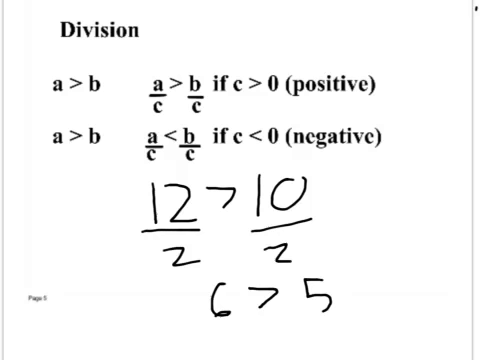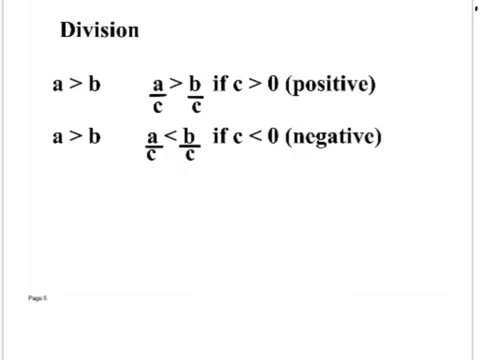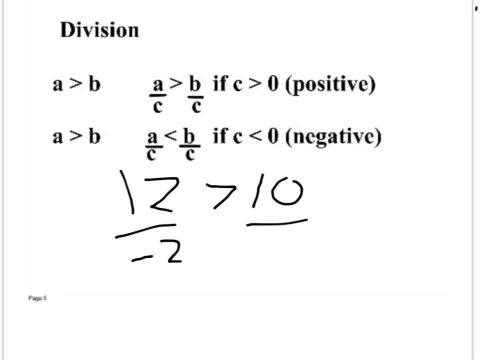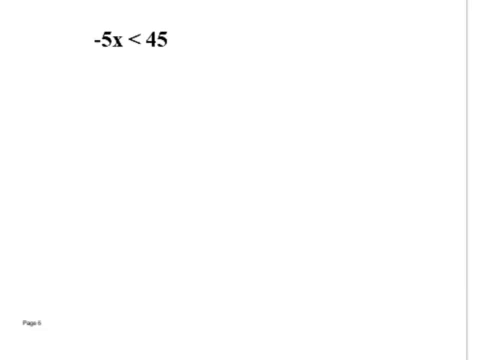So, let's start over. Let's go back to our 12 is greater than 10. Everyone agree? What if I divide by negative 2? We get negative 6 is greater than negative 5. Is this a true statement? Is negative 6 greater than negative 5? No. So what do I have to do to keep this true? I have to change the sign. If I'm dividing by a negative number, I have to change the sign. Okay? Now, is this true? Yes. Negative 6 is less than negative 5? Yes. Write this down.